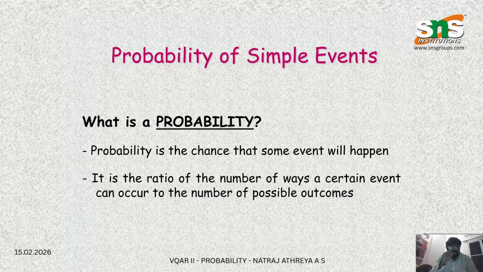In this lecture series, we'll be discussing probability, permutation, combination, and also mensuration. In this video, we'll be discussing the probability of simple events. What is probability? Probability is the chance that some event will happen. It is the ratio of the number of ways a certain event can occur to the number of possible outcomes. So, let's say we have some particular event. The chance of it happening is the probability.